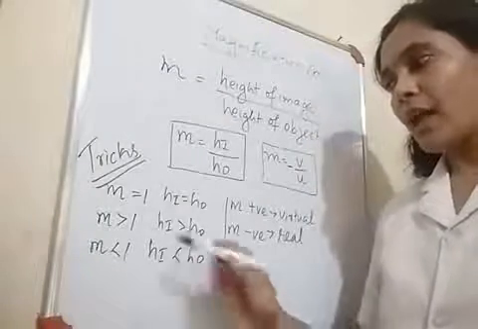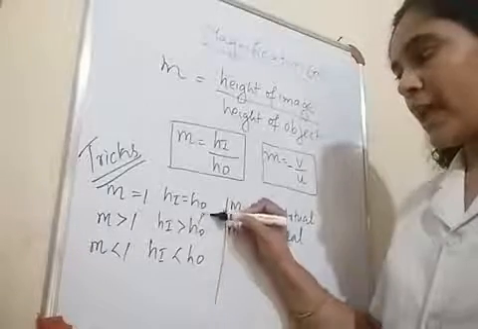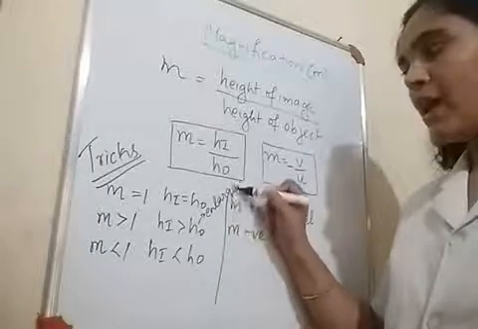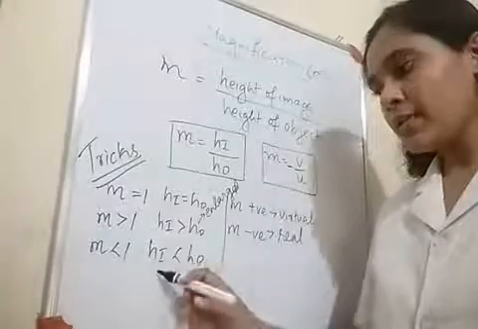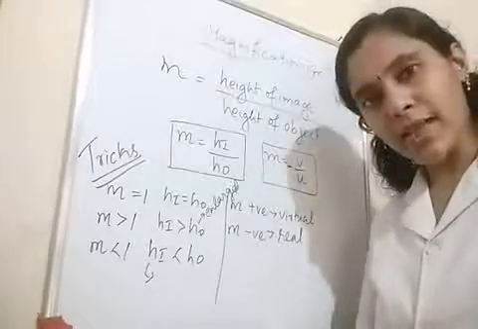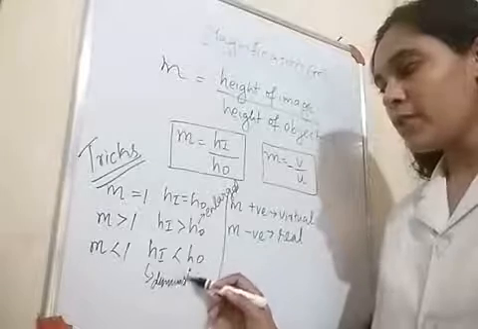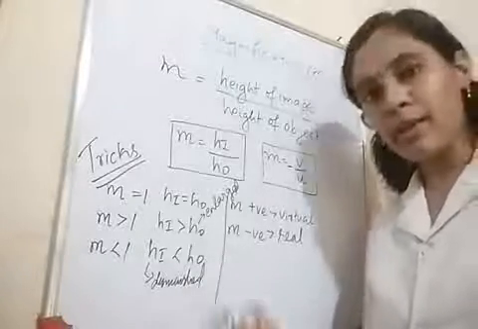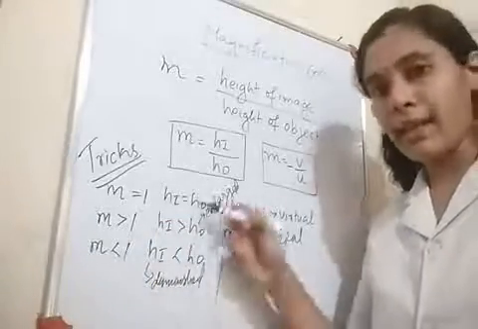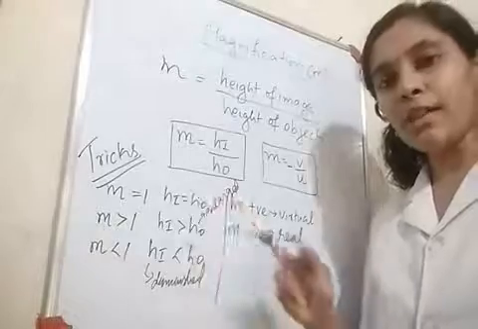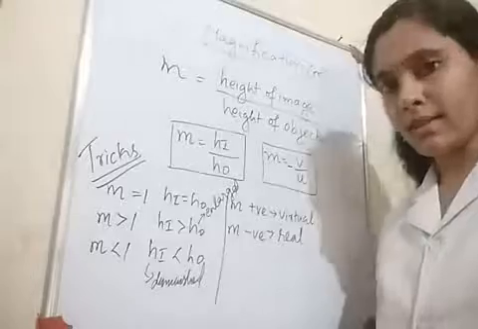So in the first case, height of image is greater than height of object. So what will be that image? It will be an enlarged image, because the image is bigger than the object. In the other case, the height of image is less than that of object, so it will be a diminished image. So if magnification value is less than 1, it will be a diminished image. If magnification value is greater than 1, it will be an enlarged image. If magnification is equal to 1, the image size will be equal to the object size.